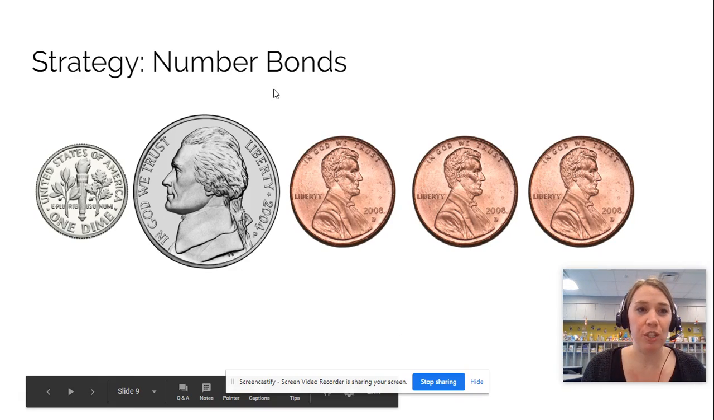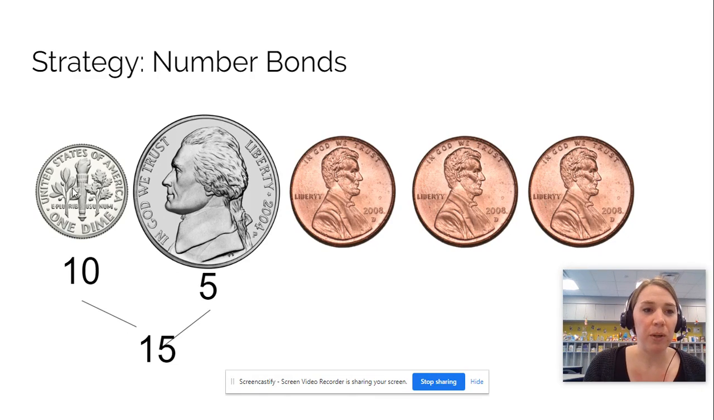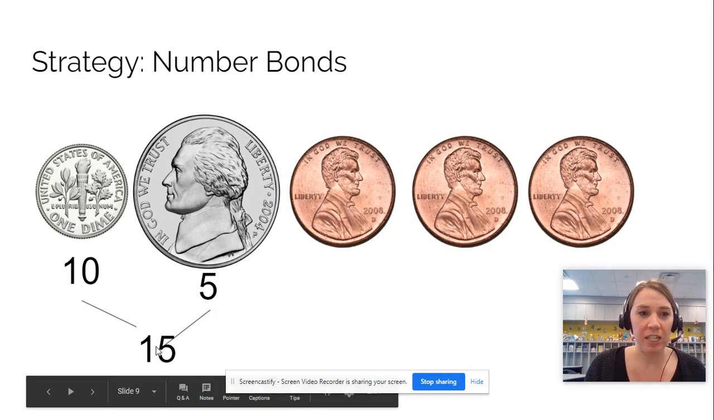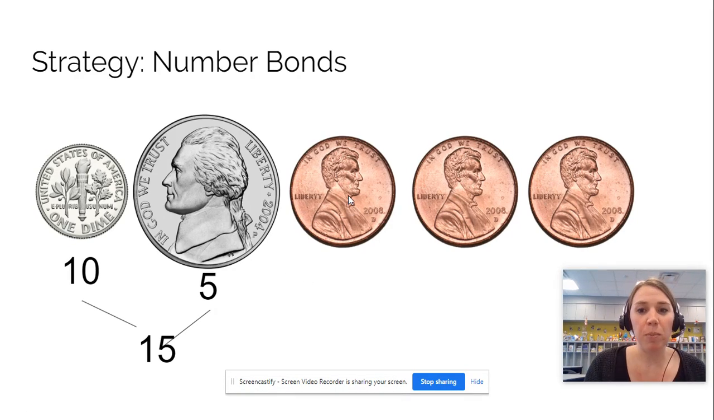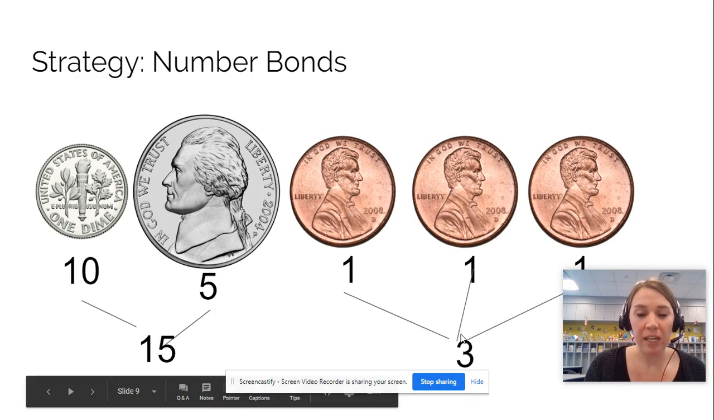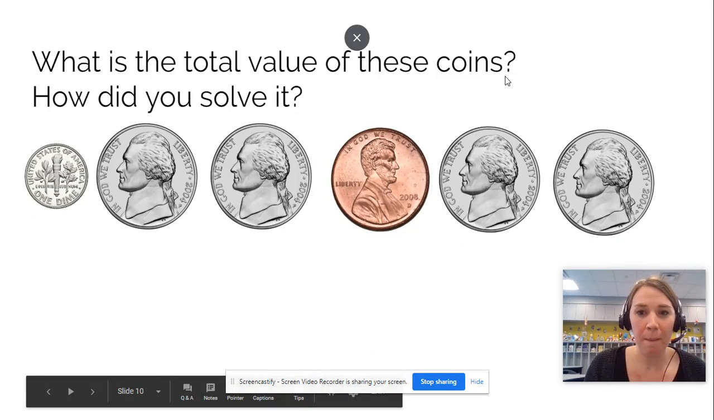Another strategy you could use is number bonds. You could put 10 and 5 together to get 15, because your dime is worth 10 and your nickel is worth 5. You could put your 3 ones together to get 3, and then add 15 and 3. My 5 and 3 gets 8, and that gives me a teen, so 18. 15 and 3 is 18 cents.